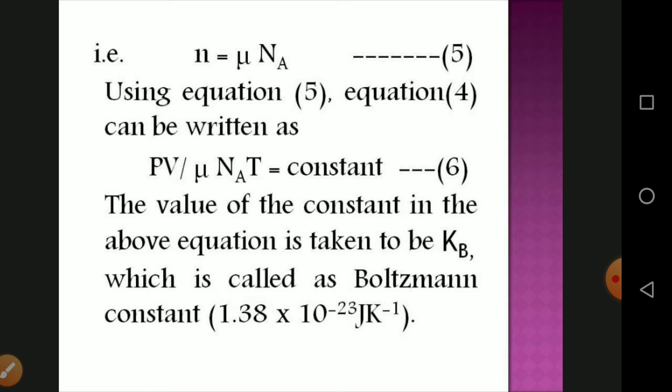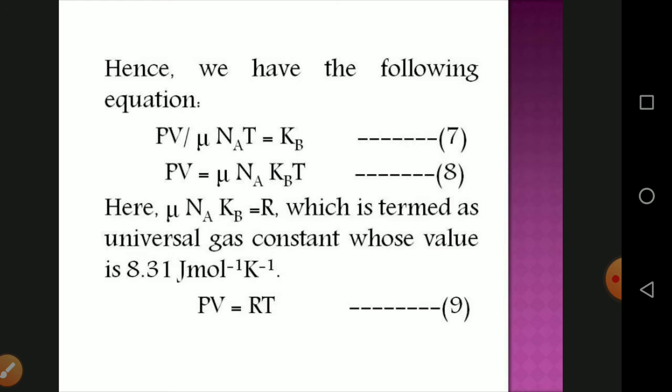The value of the constant in the above equation is taken to be Kb. Kb stands for the Boltzmann constant. The value is 1.38 into 10 to the power of minus 23 joule per Kelvin. This is the constant value of Boltzmann. So we write the constant is equal to Kb. Hence we have the following equation: PV divided by mu Na T is equal to Kb.